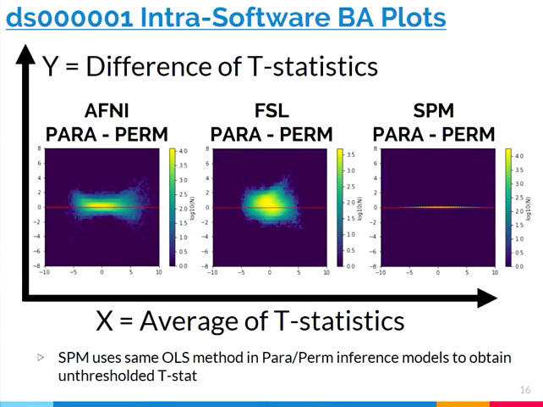Now, looking at, again, the comparisons between the two inference models. For SPM, what we see is a perfect Bland-Altman plot. And the reason for that is because SPM uses the same ordinary least squares method to get its unthresholded statistic map for both parametric and non-parametric inference. However, for AFNI and FSL, although we see something a bit worse, the tightening of these points towards the x-axis shows a greater level of agreement than the cross-software plots I showed before.